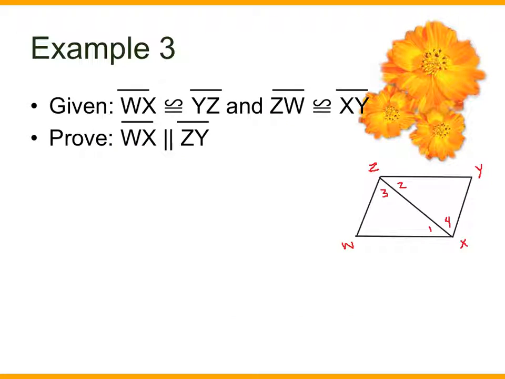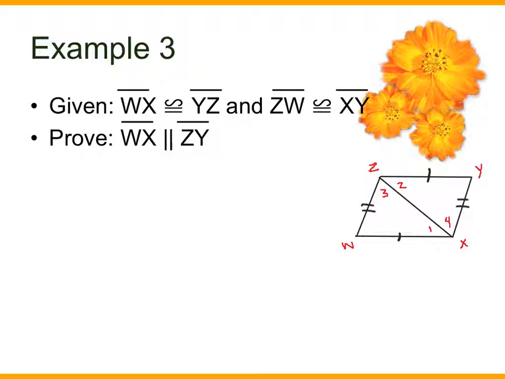Okay, one more. Given that WX is congruent to YZ, I'm going to start marking these. WX is congruent to YZ, and ZW, here's ZW, is congruent to XY. We need to prove that WX, the one on the bottom, is parallel to ZY. Let's go through these steps there.